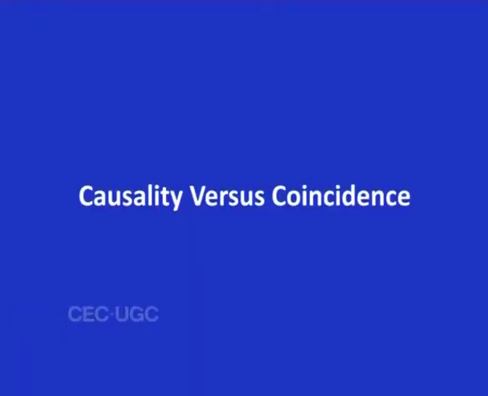Now, let's talk about causality versus coincidence. The arc plot stresses how things happen in the world, how a cause creates an effect, and how this effect becomes a cause that triggers yet another effect.